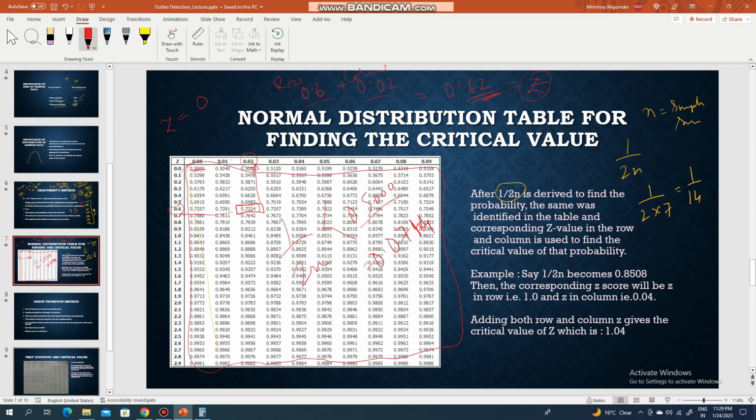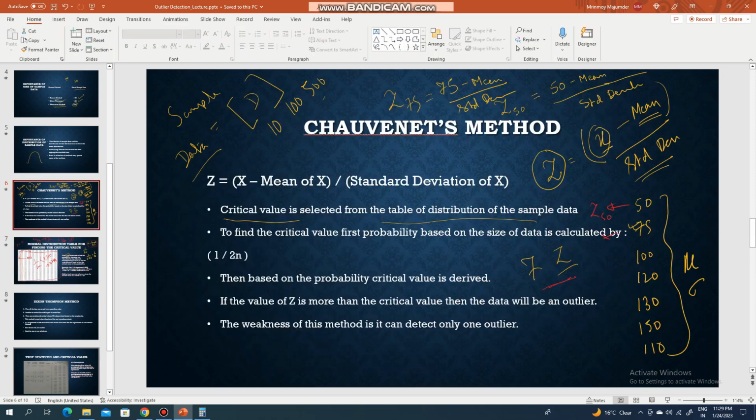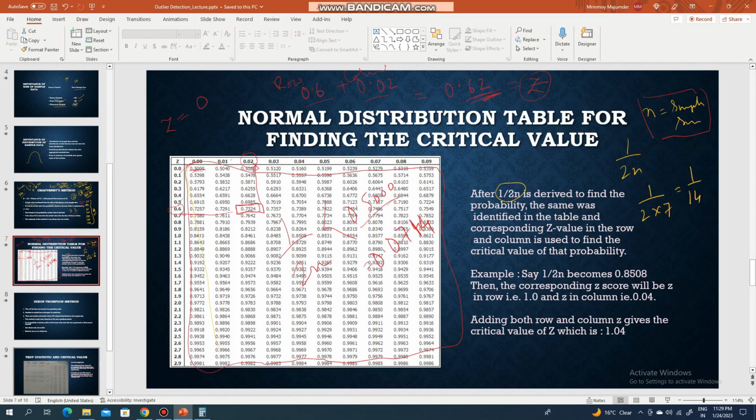If n is your sample size, the number of data points, for the example that I am showing here there are 7 data points, then n will be equal to 7. Then you calculate 1 by 2n. 1 by 2n means 1 by 2 into 7, that is 1 by 14, which will be equal to 0.0714.